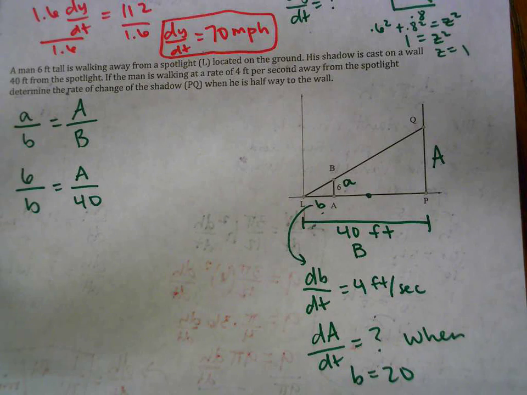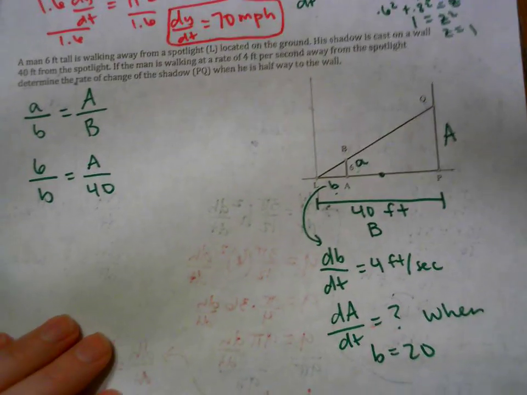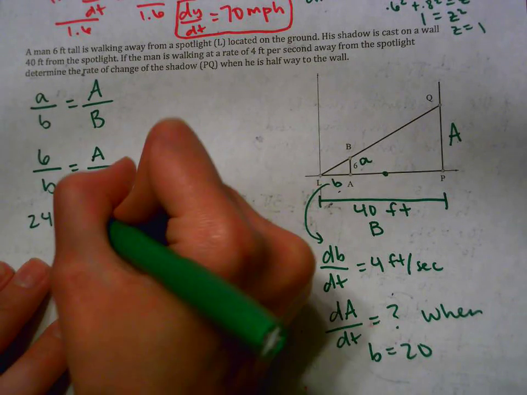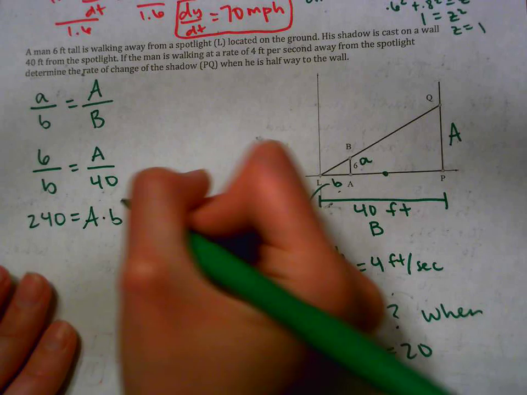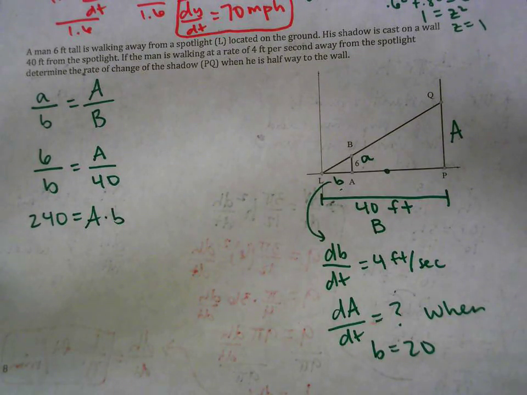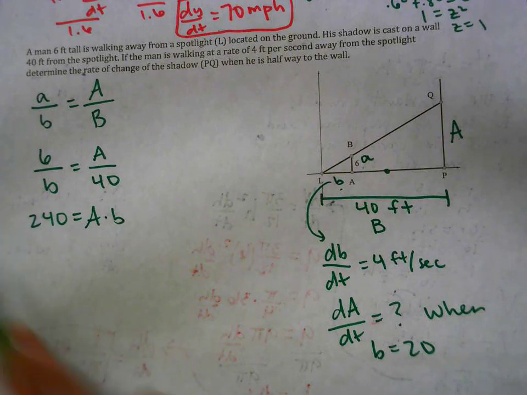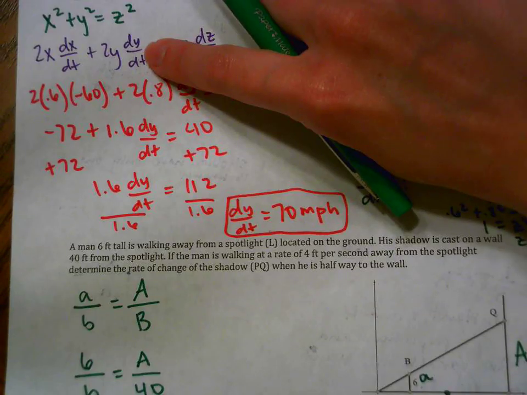So now to make this an actual equation that we know how to take the derivative of, we're going to cross multiply. So 6 times 40 is 240 equals uppercase A times lowercase b. And I would leave it like that. I haven't tried another way of solving it for one letter. I would just use this as your equation, and now we're ready to take the derivative of our equation, step 4.